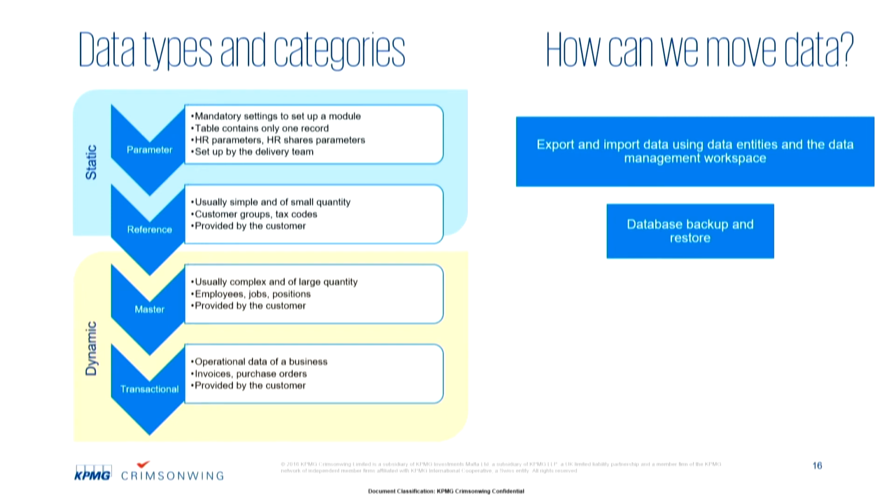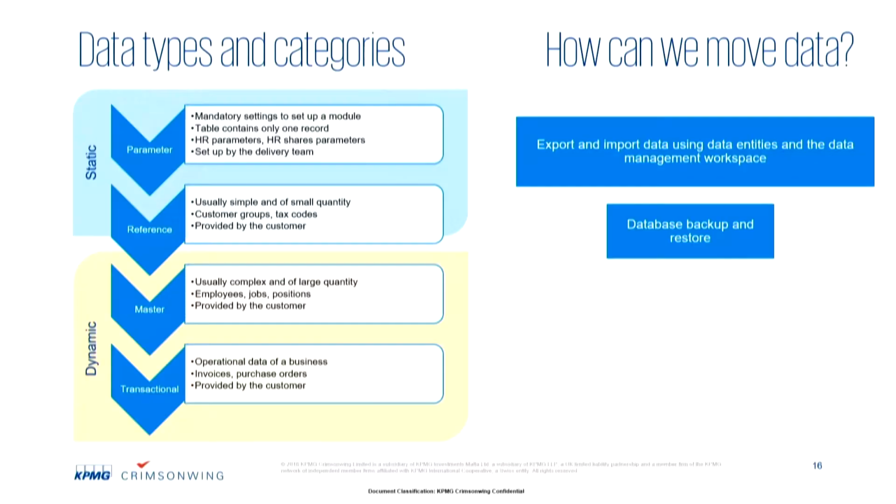Let's see what are the main data types in Dynamics. The parameters are mandatory settings to set up a module, for example HR parameters or HR shared parameters. Reference data is usually simple and of small quantity, such as customer groups and tax codes. Master data, usually complex and of large quantity, for example, employees, jobs, and positions. And finally, transactional data, which is the operational data of a business, such as invoices and purchase orders.